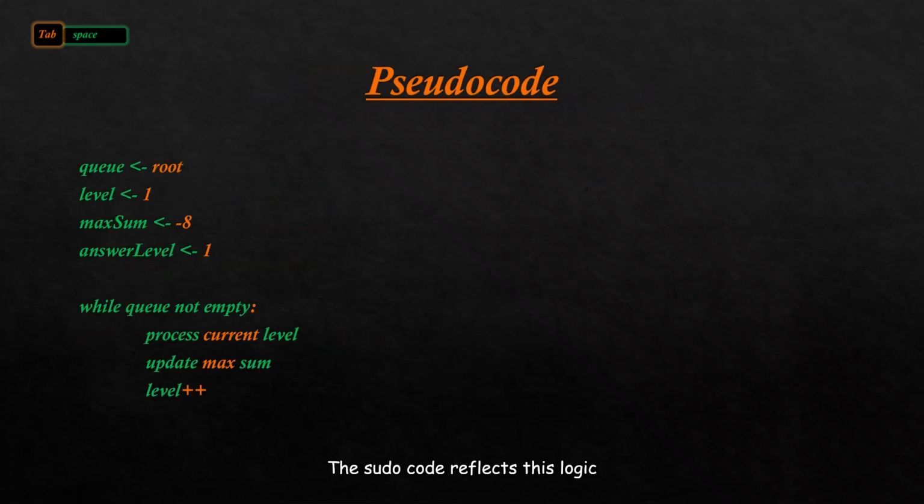The pseudocode reflects this logic clearly. We initialize a queue with the root, a level counter, a variable to store the maximum sum, and a variable to store the answer level. We iterate until the queue is empty, processing one level at a time and updating the result when a better sum is found.